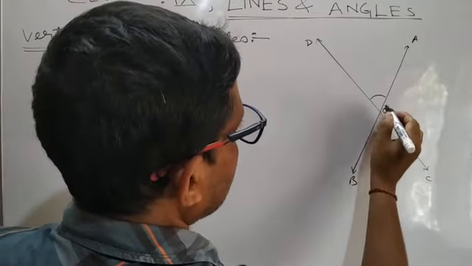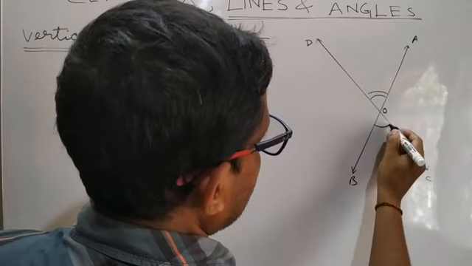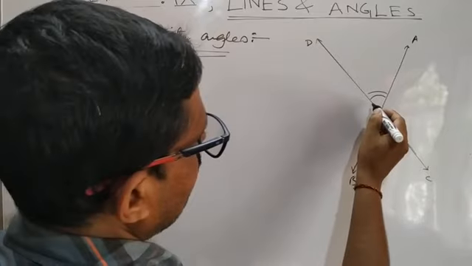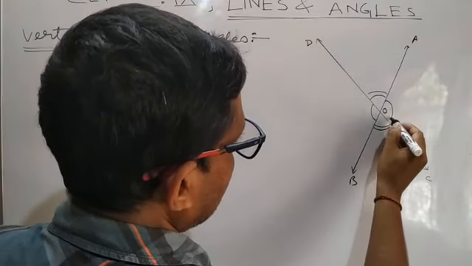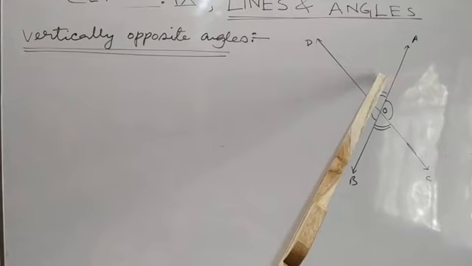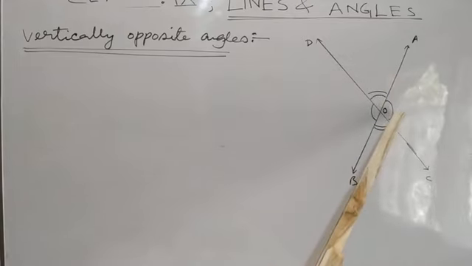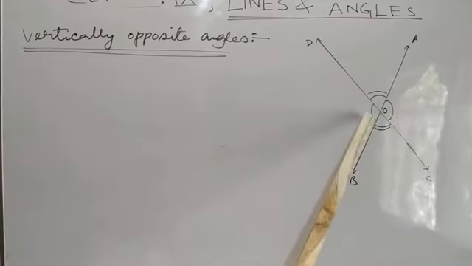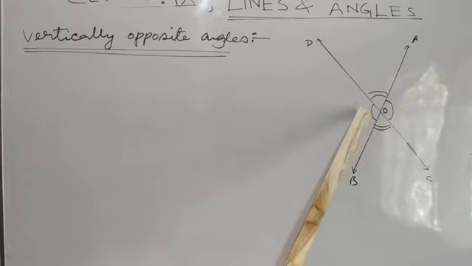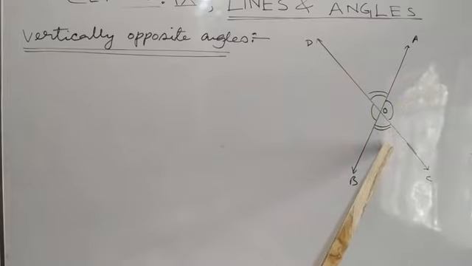One angle is this, another is this. So this angle and this angle are vertically opposite angles. Again we get this angle and this angle, so these two are also vertically opposite angles. This and this will be adjacent angles, but this and this will be opposite.